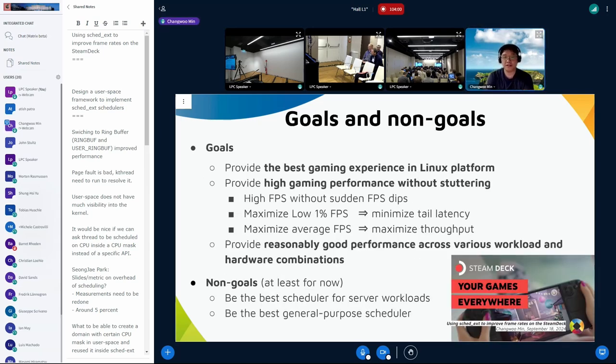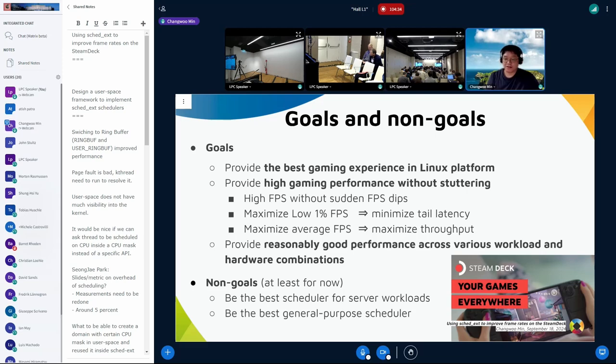So before diving into the details of the LAVD scheduling algorithm, let's first describe clearly the goals and the non-goals. We want to provide the best gaming experience on the Linux platform in general, not only for the Steam Deck. More specifically, we want to provide high gaming performance without stuttering. That means we want to achieve high average FPS, but also maximize the low 1% FPS.